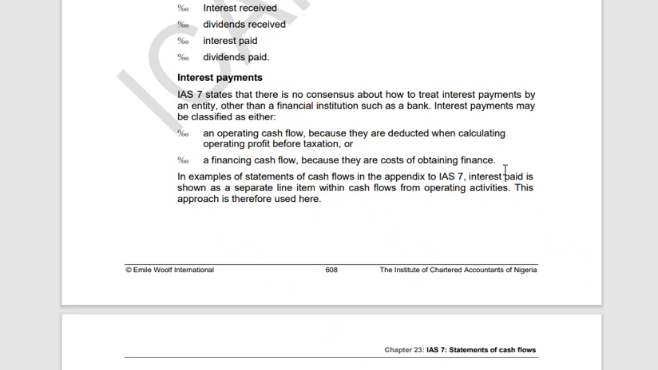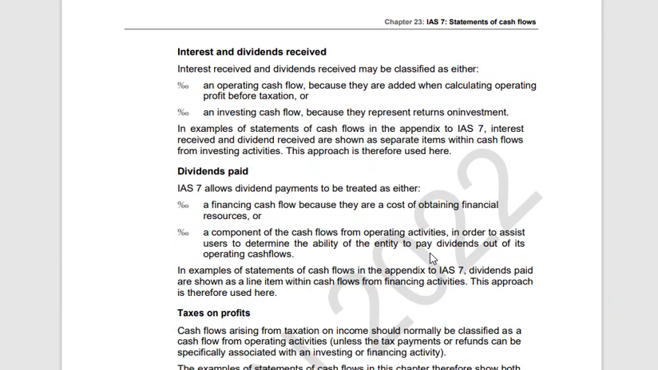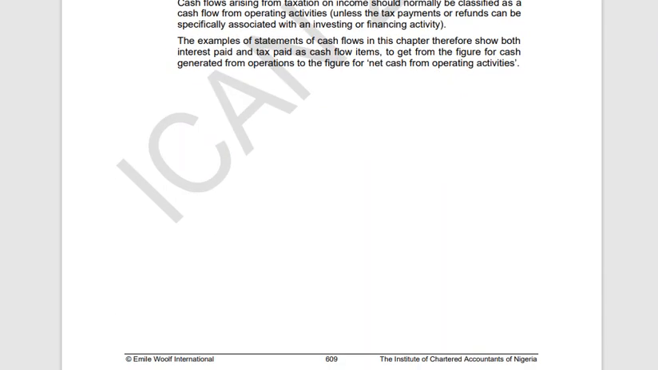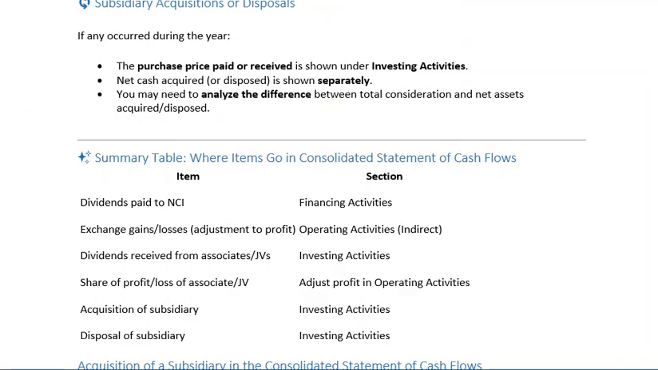Finance cost, okay? So in this material, interest payment is put in cash flow for operating activities, while dividend paid is put in financing activities. But this information is not in your CR. Okay, so that's what we have on that.